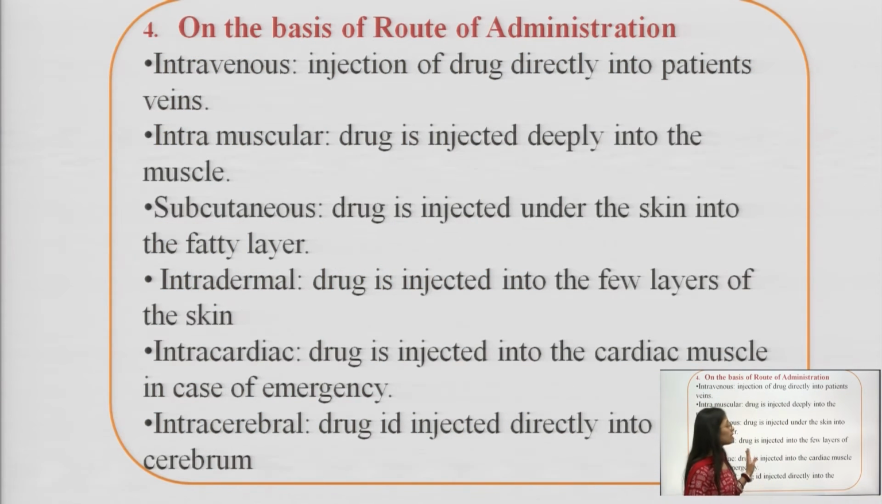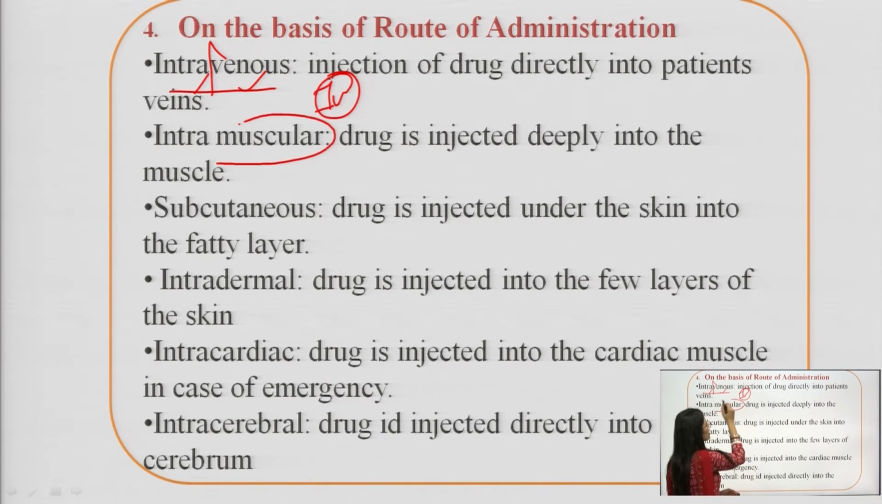Okay. On the basis of route of administration, these are being divided into various categories. So number one is intravenous, IV you can say. Lots and lots of people have heard about IV. What is IV basically? If we break the word intravenous, intra means inside and venous means veins. So it can be learned as the injection of drug directly into the patient's veins. This is called intravenous. After that, intramuscular, drug is injected deeply into the muscles. Okay, this is called intramuscular. From muscular you can learn muscles. Okay, from venous you can learn veins.